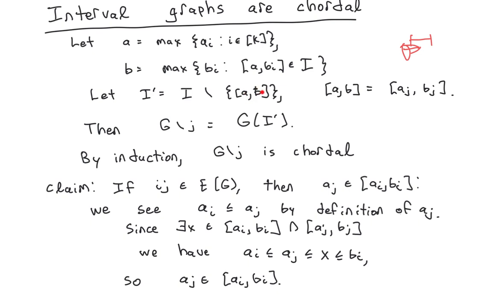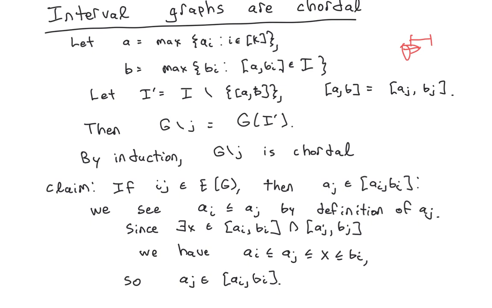So I'm going to remove this interval from my collection of intervals. And I know this interval is of the form AJ, BJ for some J. So then the interval graph given by the rest of the intervals is just G take away the vertex J. By the induction hypothesis, we can assume G take away J is a chordal graph because it's an interval graph. And so now, in order to complete the proof, I just need to show that the neighborhood of J is a clique.